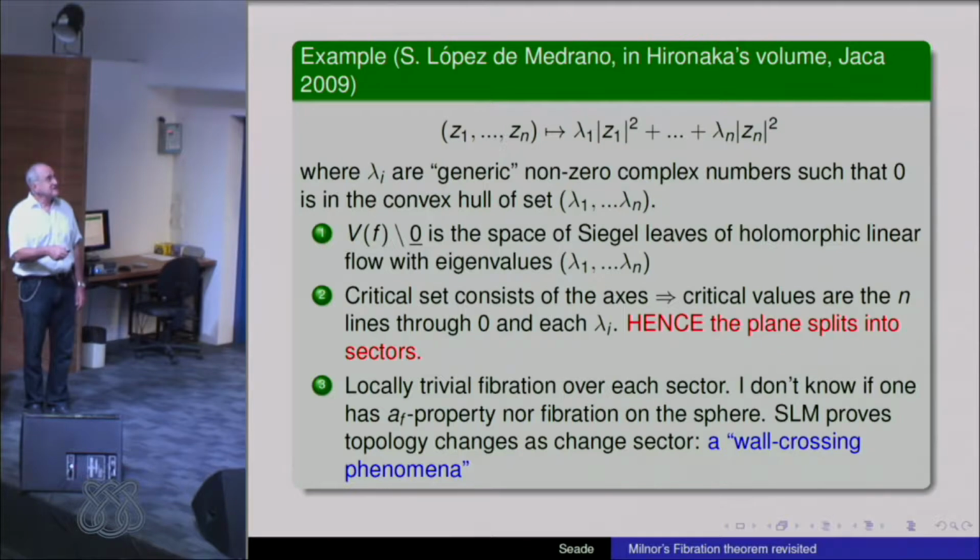Now, it's an exercise to show that the critical points are all the axes. And so when you project the axes, they give rise to n lines passing through the origin. So for each eigenvalue lambda 1, you have lambda 1 multiplied by all norms. Let's say, you have a line passing through lambda 1 in C. So you have n lines of critical values. So you have not at all an isolated critical value.